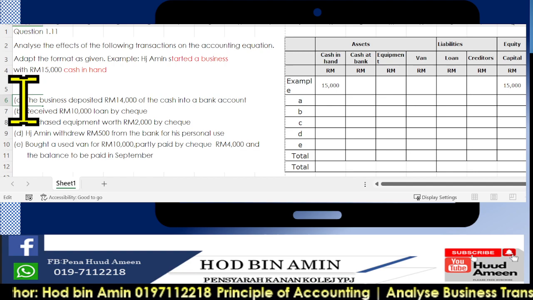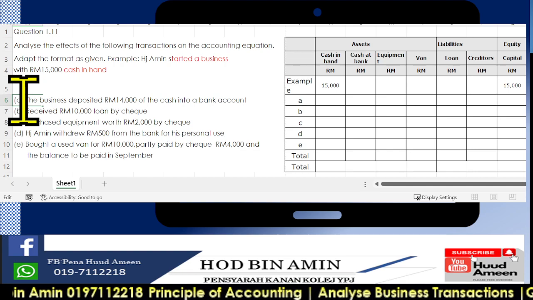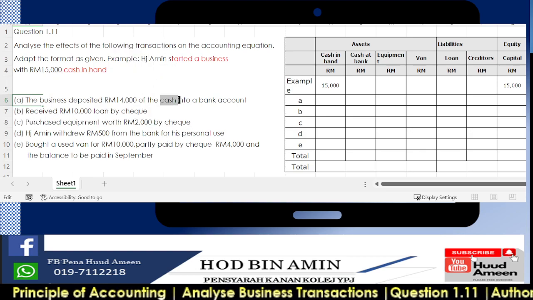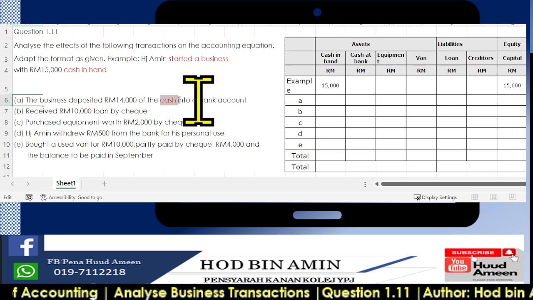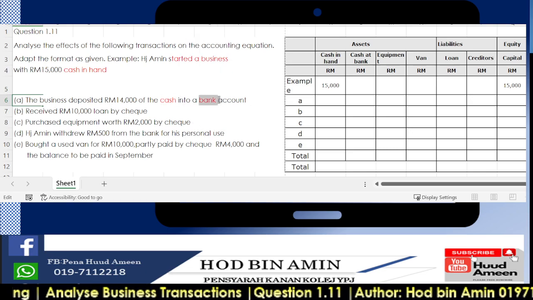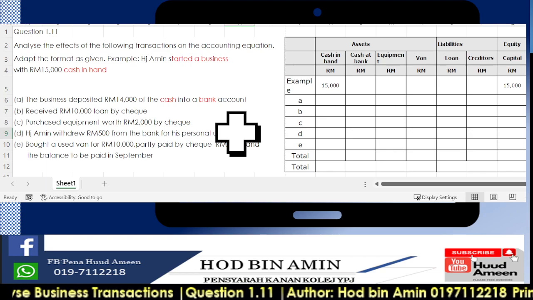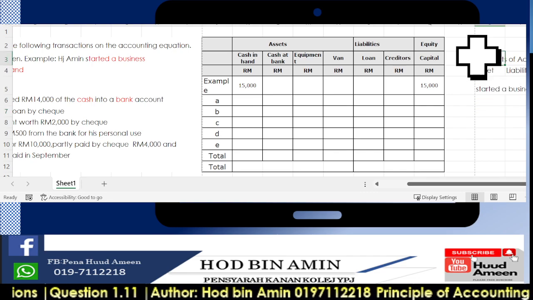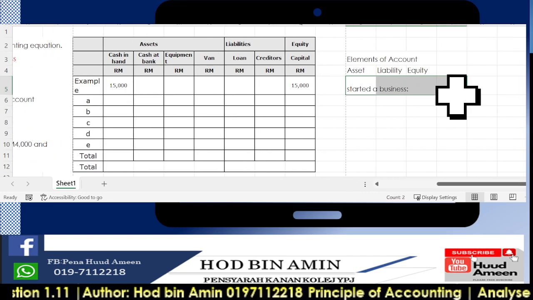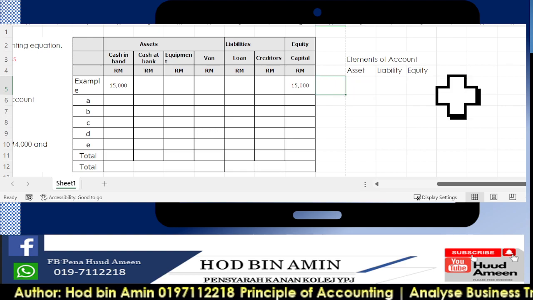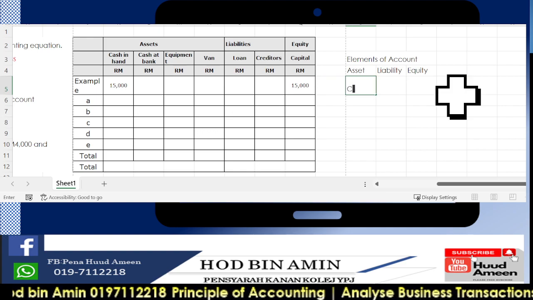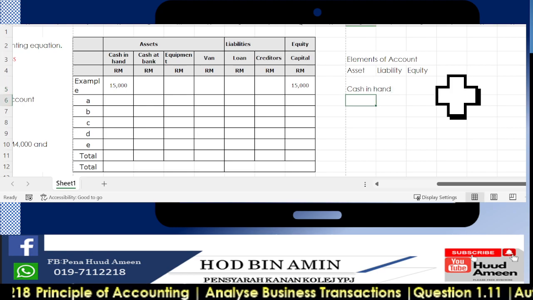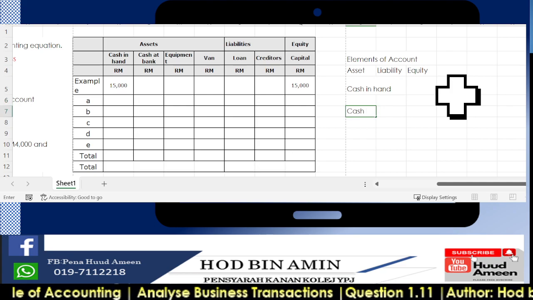The business deposited cash into a bank. So we identify two accounts, cash and bank. Okay, so what is the effect? So we have two effects. One is cash in hand, and one is cash at bank, cash at bank.